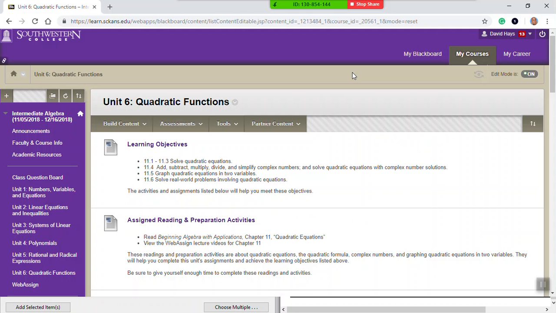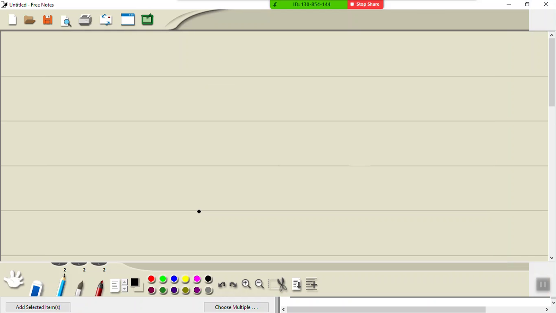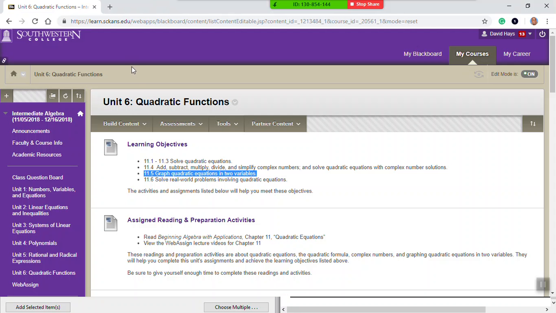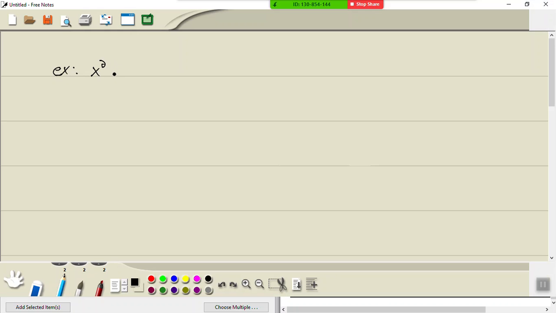Now our last topic is graphing quadratic equations in two variables. For example, if I had x squared minus 5x plus 6. Now typically this is written in function format. So if you had f of x is equal to x squared minus 5x plus 6. Or it might be y equals.